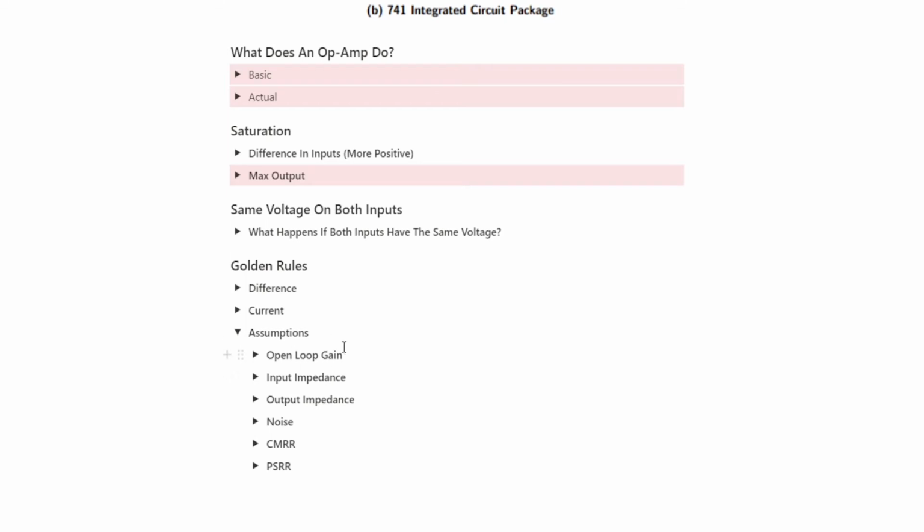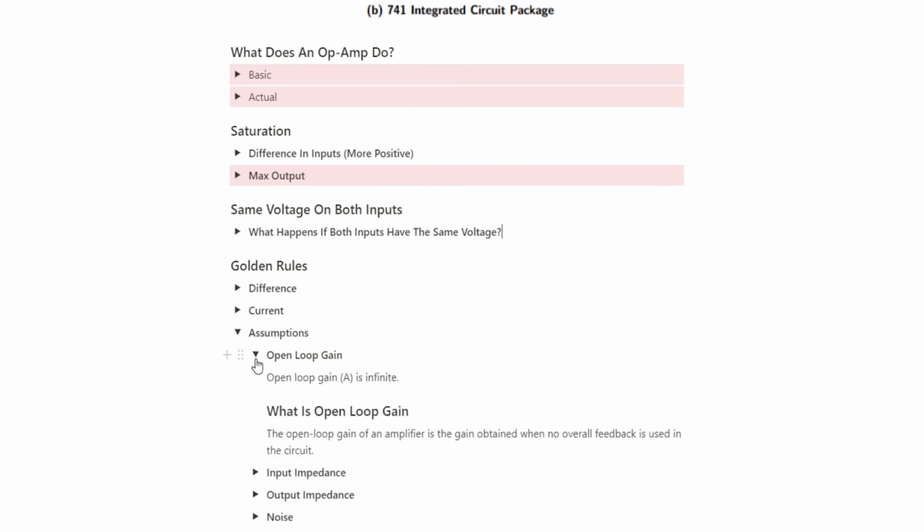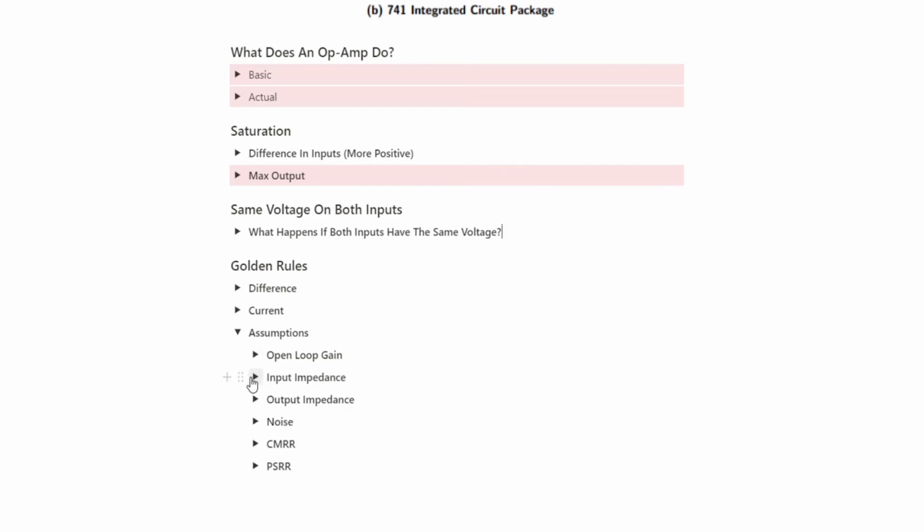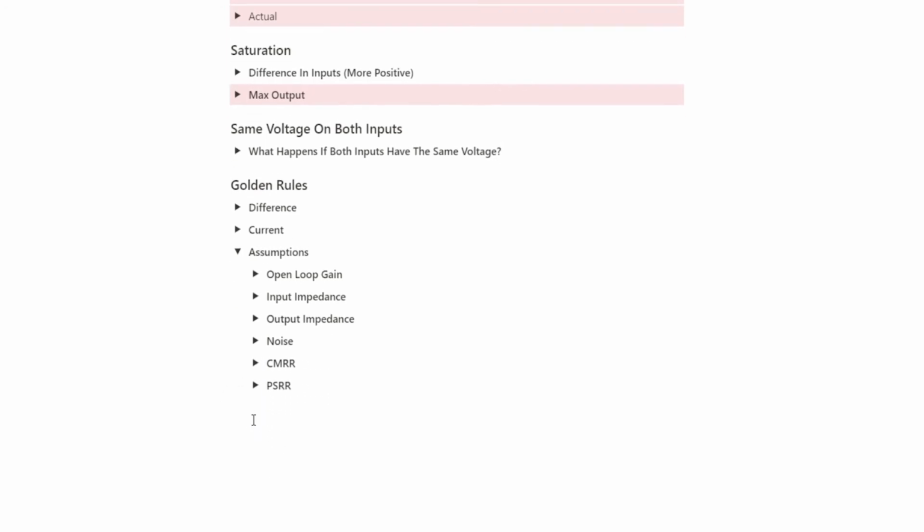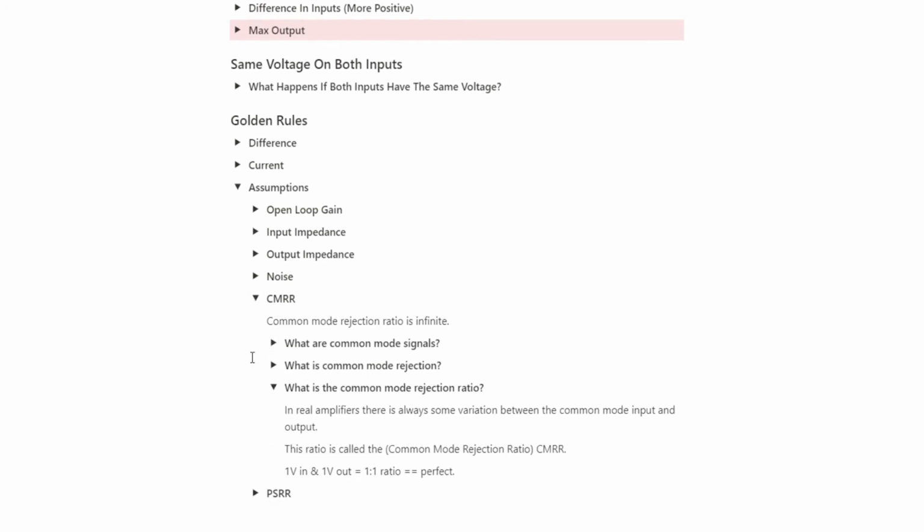I remember that open loop gain has to be infinite. As for input impedance, one of these has to be 0 and the other infinite, so I think input impedance has to be infinite, and output impedance has to be 0. Noise, we assume there's no noise. And common mode rejection ratio, I know what it is since I last did it, but I don't know what we assume about it. Okay, so common mode rejection ratio is infinite.